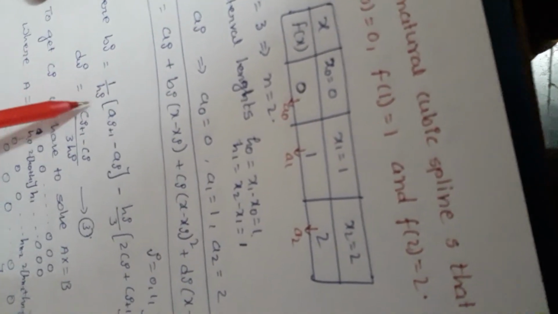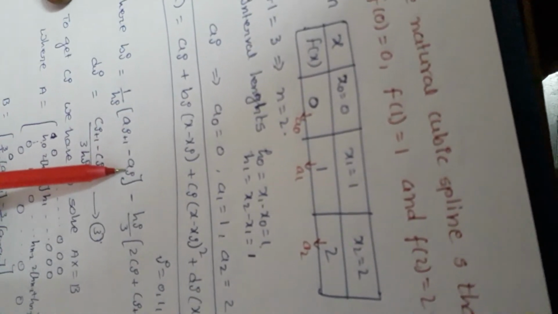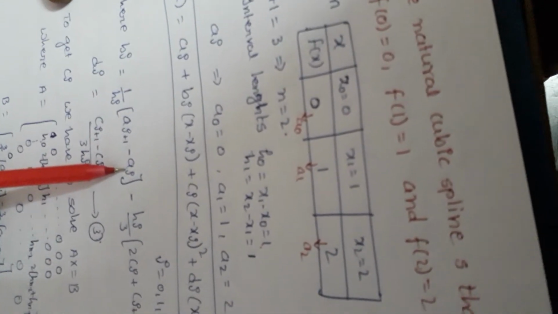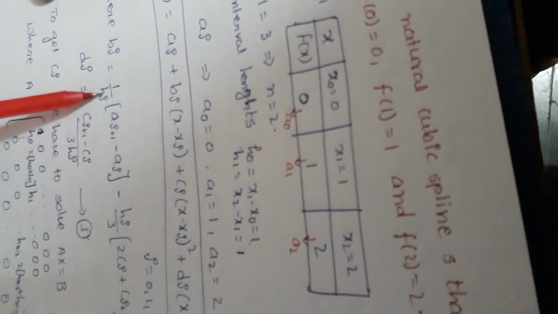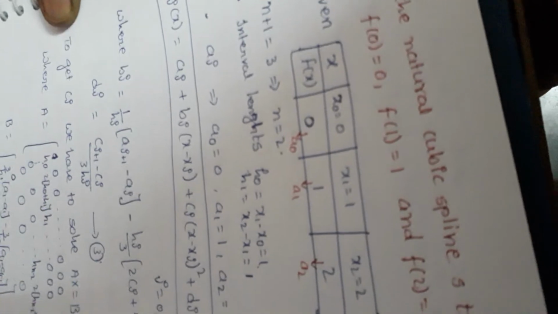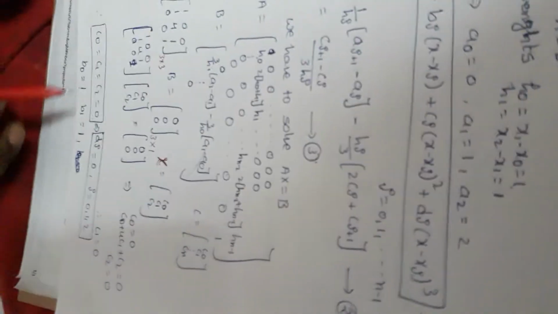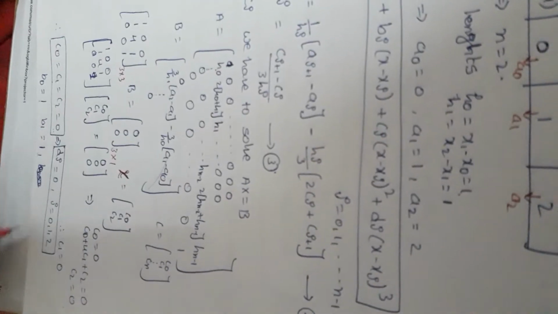b0 is equal to 1 by h0 (a1 minus a0), a1 minus a0 is 1, 1 by h1. h0 is 1. So b0 equals 1. Similarly b1 equals 1. We got all values. Now substitute in Sj of x.